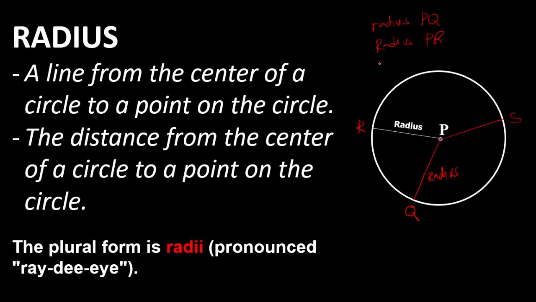Okay, so PS is also a radius. Now, the plural form of radius is radii. So it is pronounced as radii. So PR, PQ, and PS are called radii of circle P.